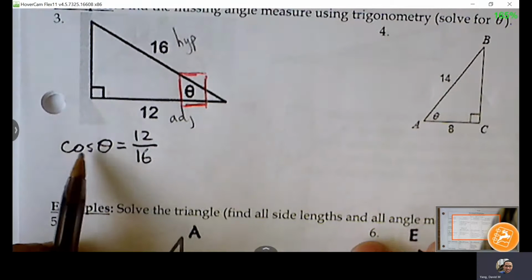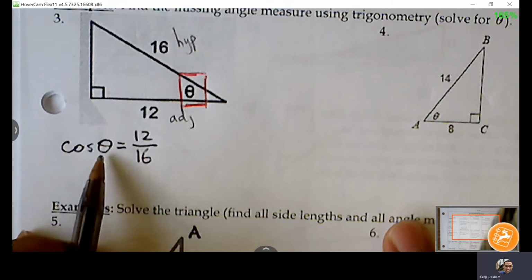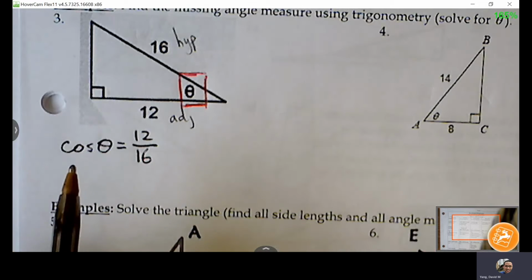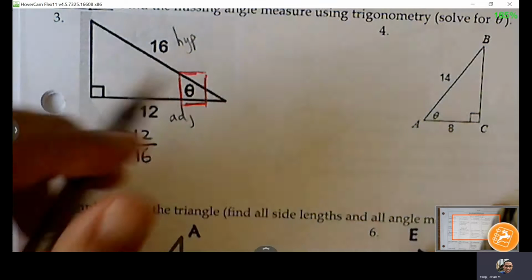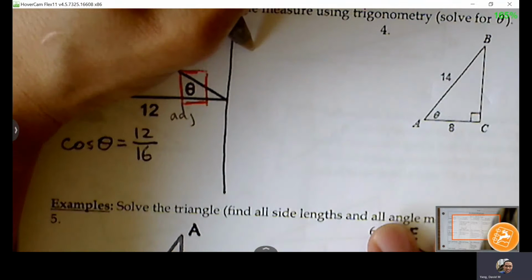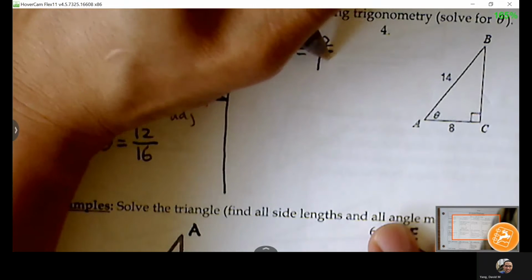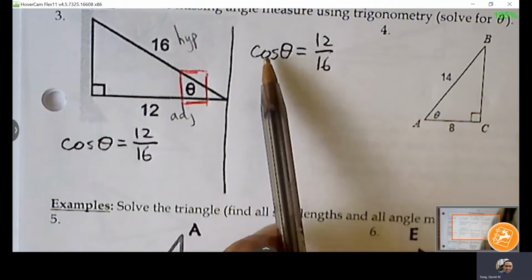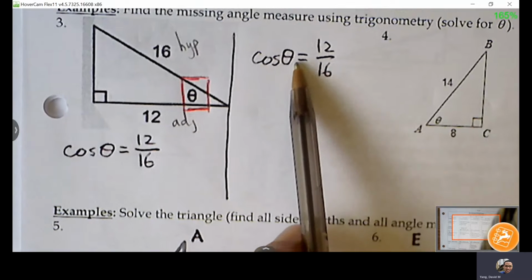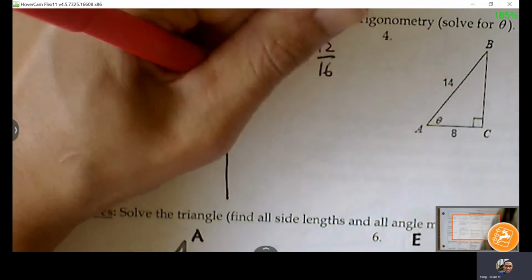But notice that the variable we're trying to solve for is not located on the right side. The variable we're trying to solve for is inside that cosine, which means that there's a different method when solving for an angle. So we have to use something called inverse. Let me show you what that's going to look like. We have to get that theta by itself. The way we can undo this cosine on the left side is we're going to take the inverse cosine of both sides.